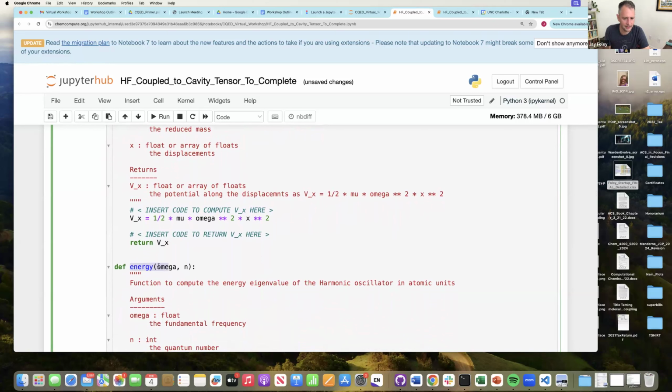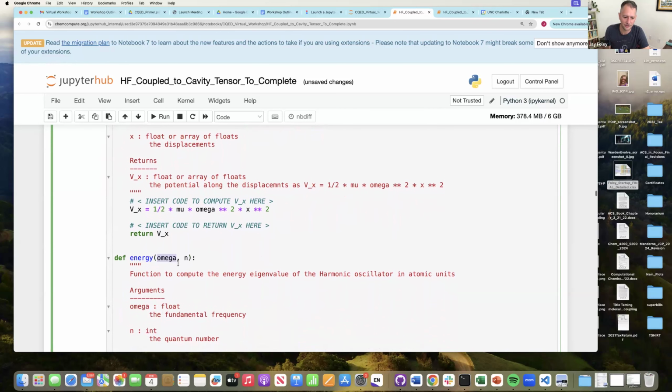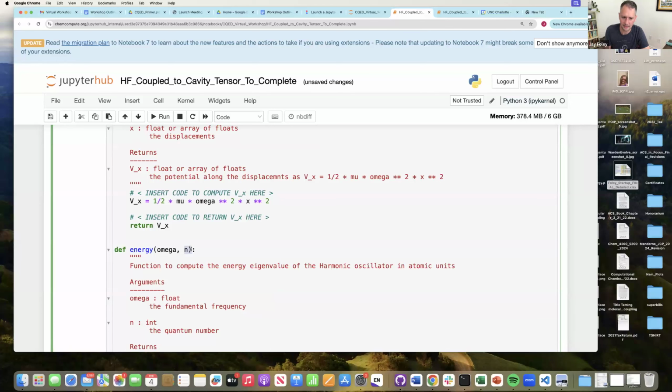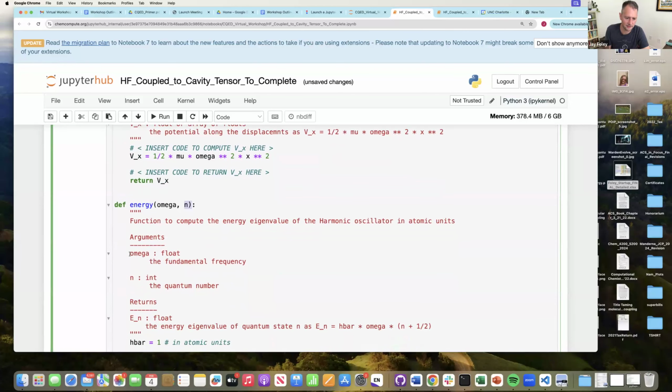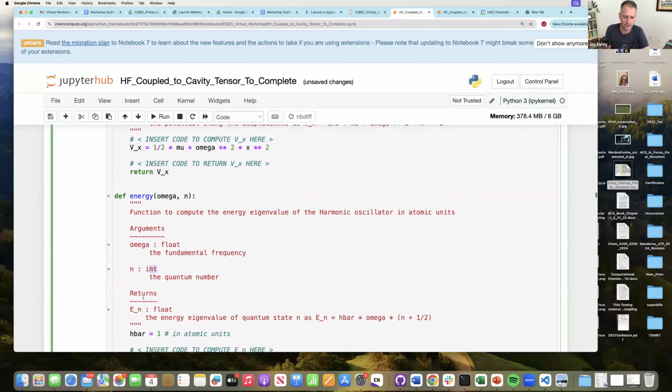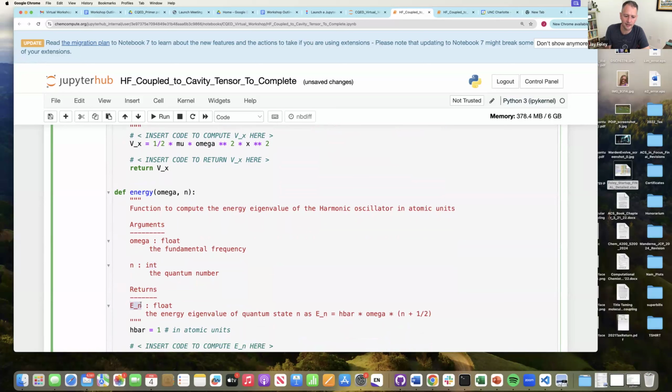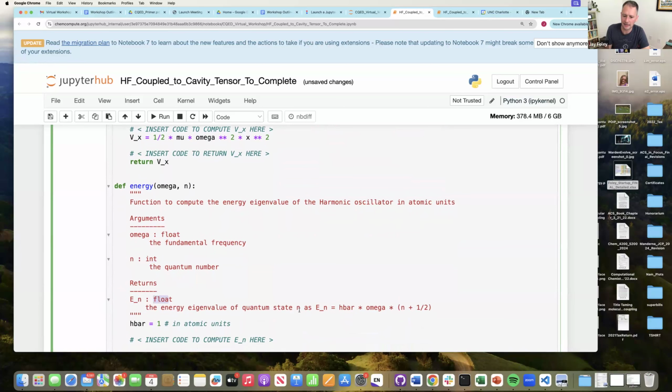And this function is called energy, and it's going to compute the energy eigenvalue of the harmonic oscillator for some given quantum state. As input arguments, it's going to get omega, the fundamental frequency, which is a float, and also n, which is an int, the quantum number. What it's going to return is E sub n, also a float, the energy eigenvalue of quantum state n according to this expression, h bar times omega times n plus 1/2.